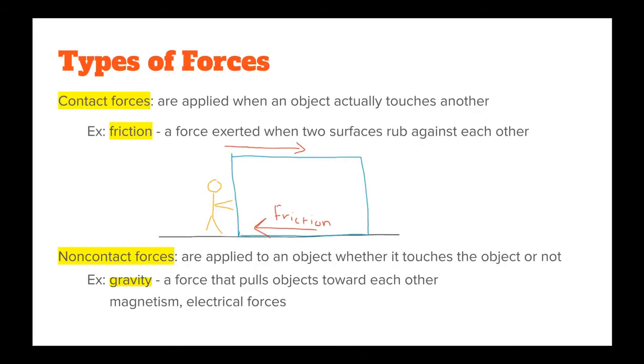Now for types of forces. There are two types of forces, contact forces and non-contact forces. Contact forces are applied when an object actually touches another object. A real-life example of this is friction, which is a force exerted when two surfaces rub against each other. You can see in this picture that this person applies a force to the box going towards the right when the person pushes it, but because of friction, the box doesn't slide on forever and ever without stopping. But because the person pushing it to the right has a greater force than the friction, the box moves to the right. We'll get more into this a bit later.